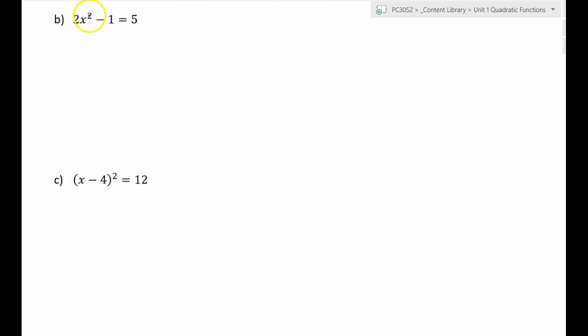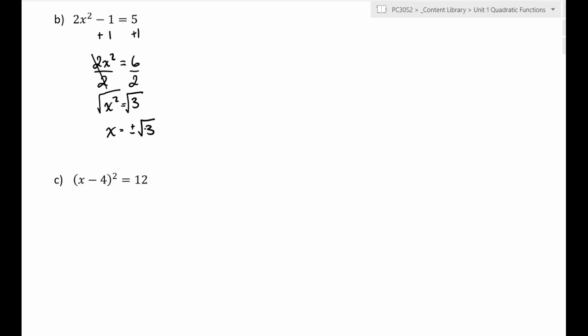In this case, my squared term is not isolated yet, so that's my first step. I'm going to move that 1 in order to get my x squared term isolated. I'm even going to move the 2. So x squared equals 3. Take the square root, and I end up with x equals positive or negative the square root of 3.